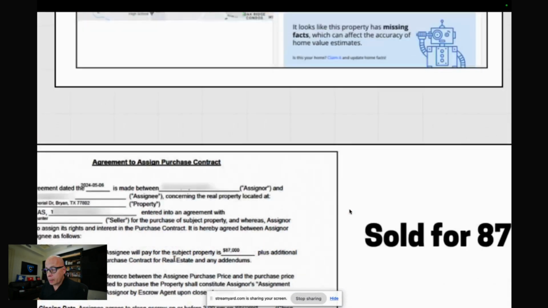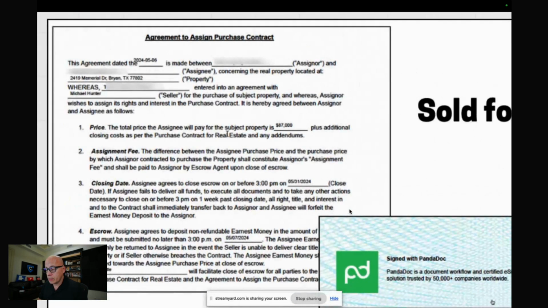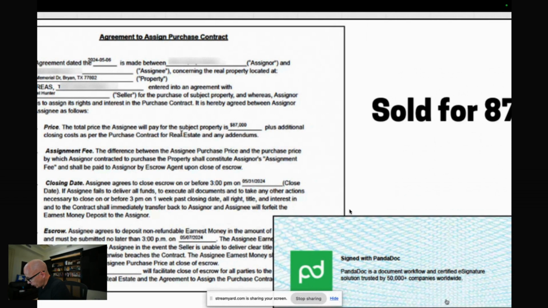And then we were able to successfully assign that deal, and we assigned that deal for $87,000. That's what we sold it for. And in the end, the wire that we got, because this was a partner deal.